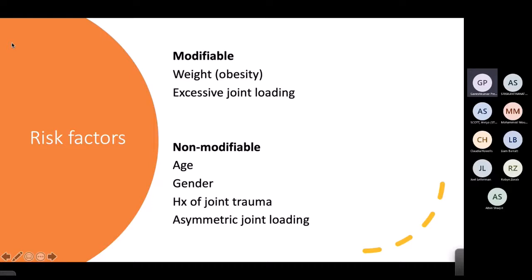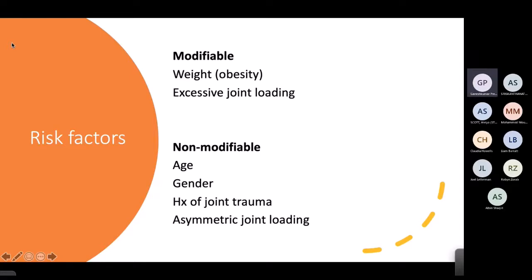The non-modifiable: age, gender, history of joint trauma, and asymmetric joint loading. So age: as we get older, muscles get weaker, bones become less dense. There is more wear and tear, cartilage breaks down. Gender: there seems to be a slightly higher predisposition in females, and there's some evidence to suggest it's a change in estrogen levels that can contribute partly to this.